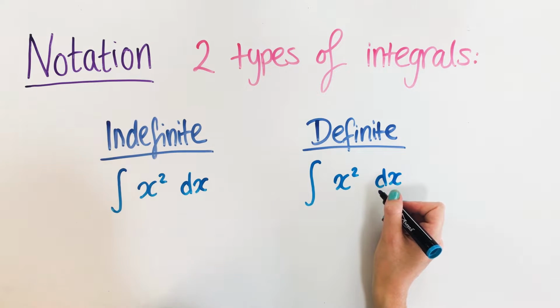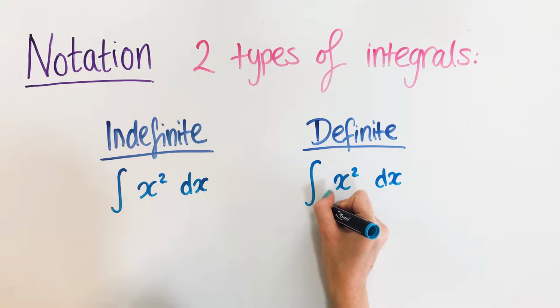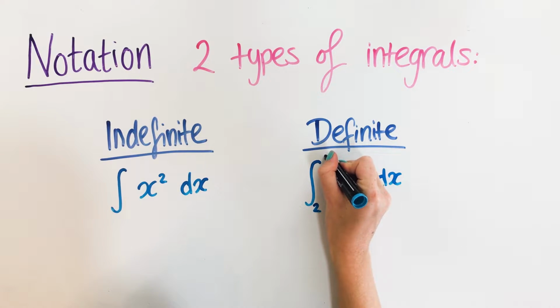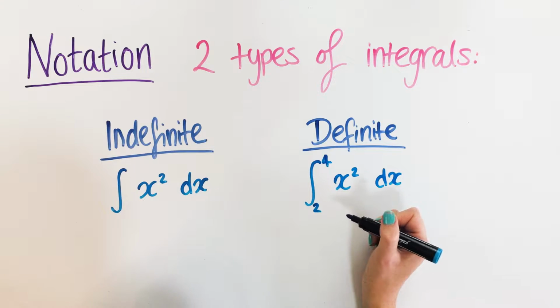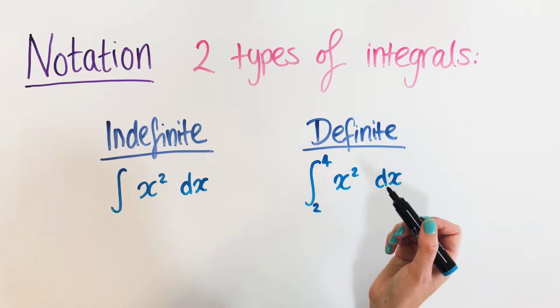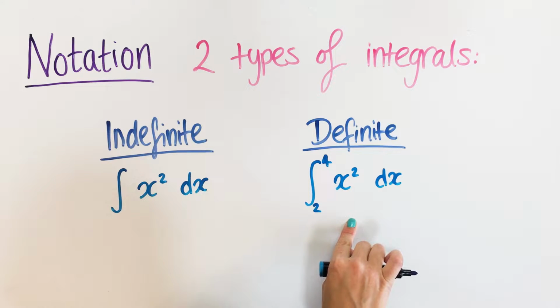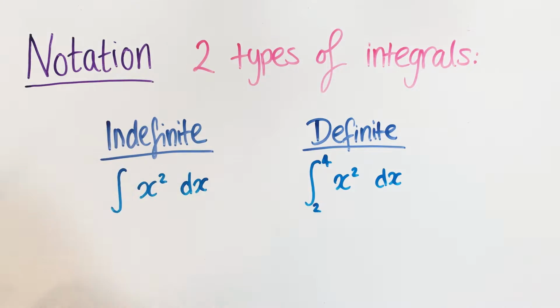But the difference with definite integrals is there is also a number at the bottom and the top of the integral sign. For instance, you might have 2 on the bottom and 4 on the top. These are called the limits of integration. The way you work out indefinite integrals and definite integrals is quite similar, but we're going to talk about definite integrals in a later video, and for now, focus on indefinite integrals.